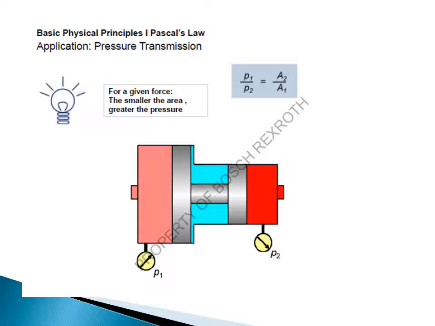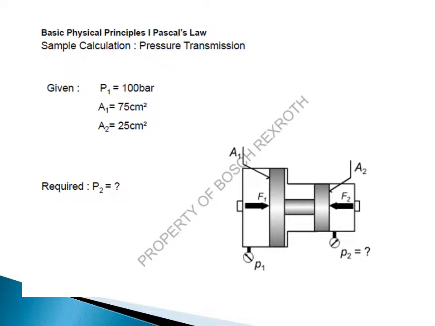Okay, so here we can say that for a given force, the smaller the area, the greater the pressure. It means this area is smaller, so you will get the maximum pressure here, whereas the pressure at this section will be smaller. So P1 is smaller than P2. If you require the pressure transmission, you always keep the smaller area where you can get the higher pressure of the fluid.